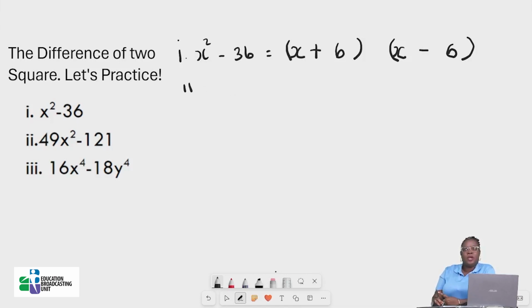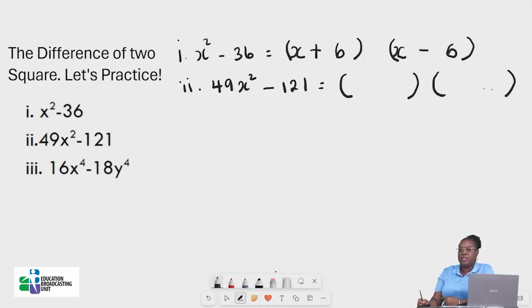Now, let us work out our second expression. That's 49 x squared subtract 121. We need our brackets, step 1. Step 2, we find the square root of 49x squared. What's the root of 49x squared? What do I multiply by itself to get 49x squared? That would be 7x. So we write that in both brackets on the left-hand side.